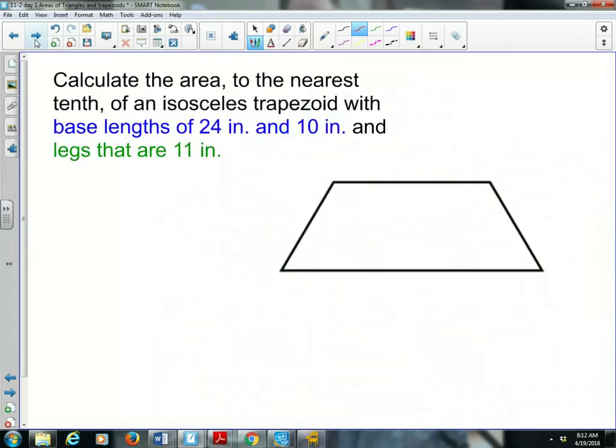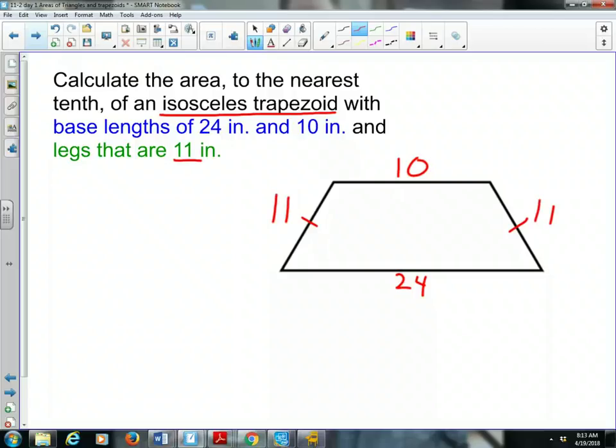All right, last one for the day. Calculate the area to the nearest tenth of an isosceles trapezoid with base lengths of 24 and 10 and legs that are 11. If the base lengths are 24, so here's one base of 24, and 10, here's the other base, 10. It says the legs are 11. In an isosceles trapezoid, the definition is that the legs are congruent, and the base angles are also congruent. So this leg is congruent to this leg, and it tells us that they're both 11.